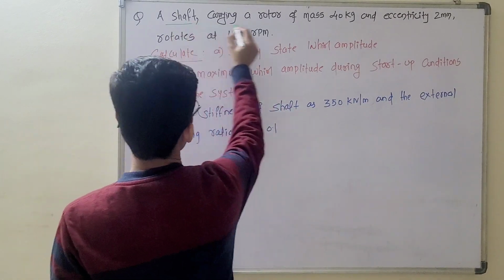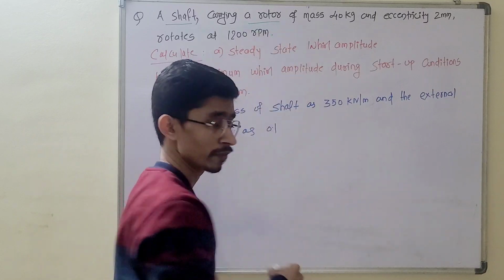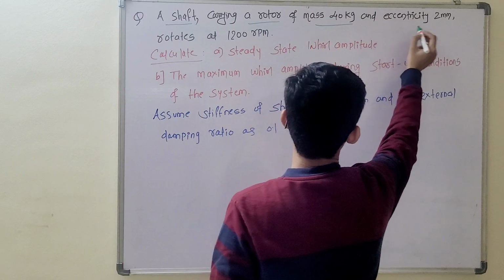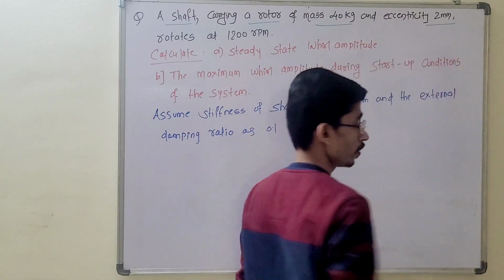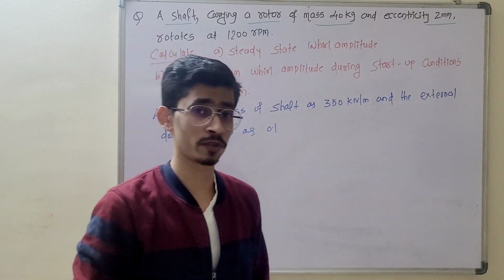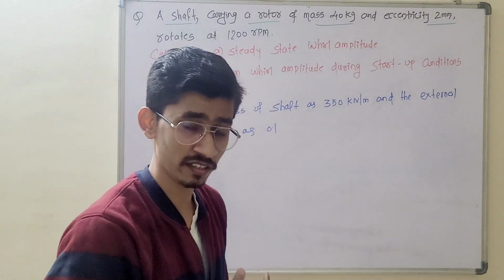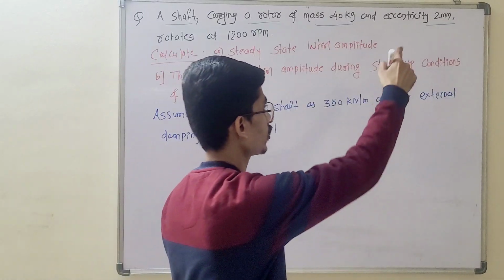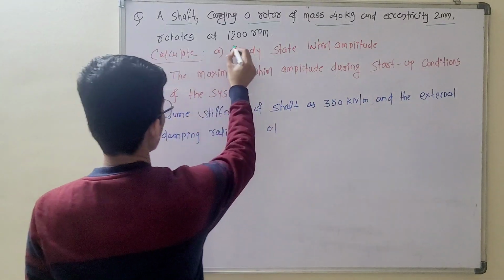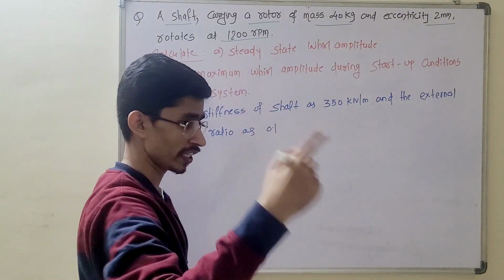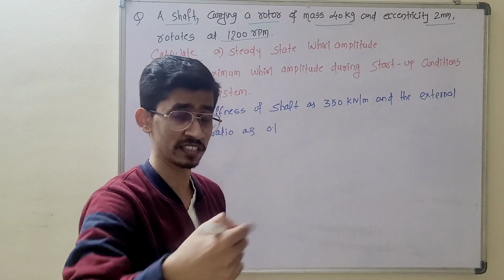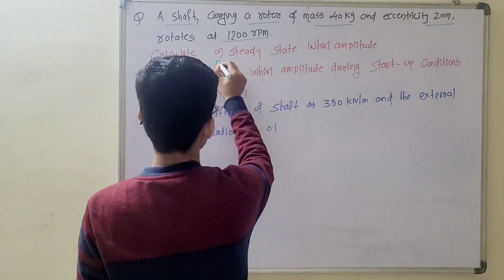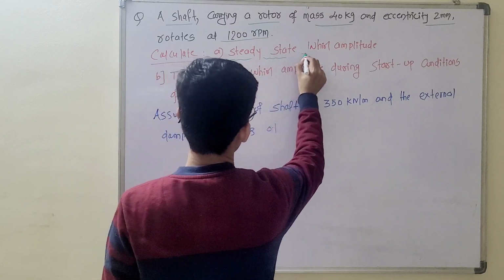A shaft is given, and on that shaft we have mounted a rotor of mass 40 kg and eccentricity 2 mm. The eccentricity value, which I discussed in the previous theory section, is provided as an offset distance of 2 mm. It rotates at 1200 rpm, so the rotational speed of the rotor or disc is given as 1200 rpm. They are asking for the steady state whirl amplitude.